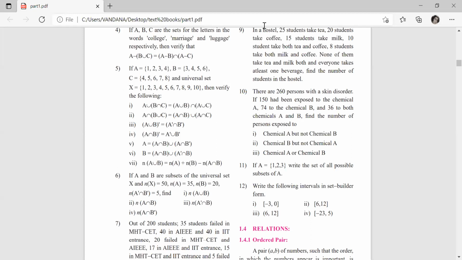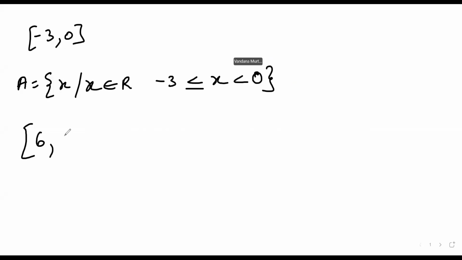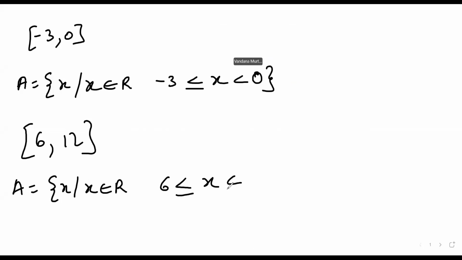Then next was 6 and 12. 6, 12. A is the set. It assumes value X. X belongs to real number set. 6 is less than equal to X, less than equal to 12. Remaining 2 you can write down for your homework.